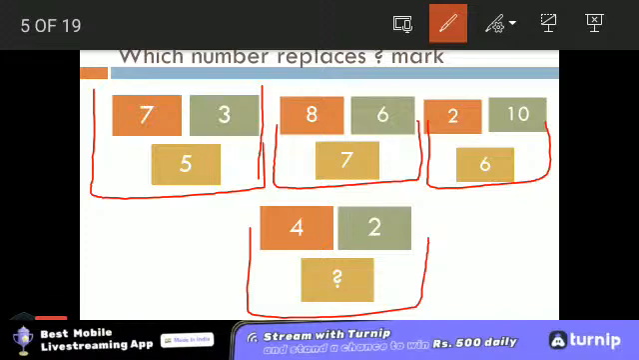Hurry up. Think why and which number will replace the question mark. See, if you will observe it carefully, just observe the first one. सोचो क्या सीक्वेंस हो सकता है, क्या ऑपरेशन हो सकता है जिससे हमें कुछ क्लू मिले.